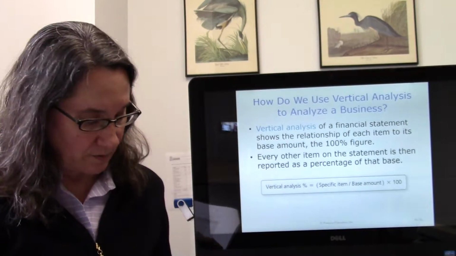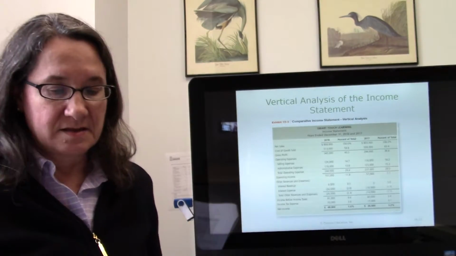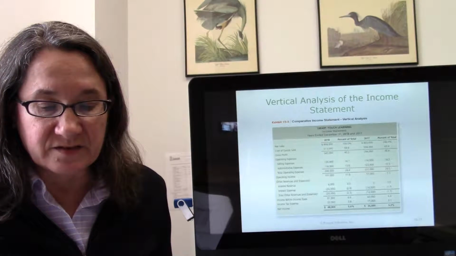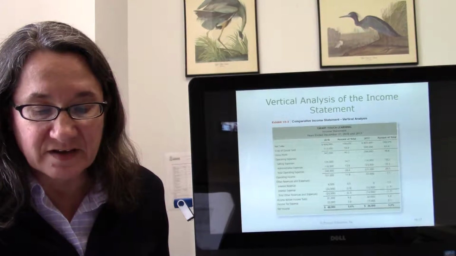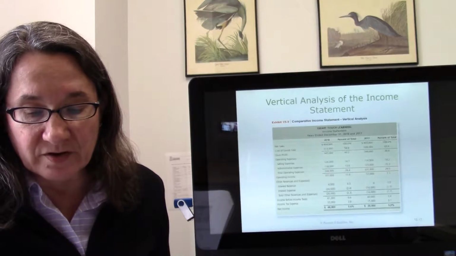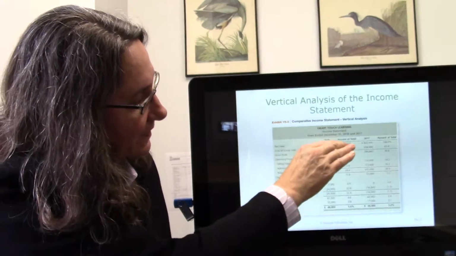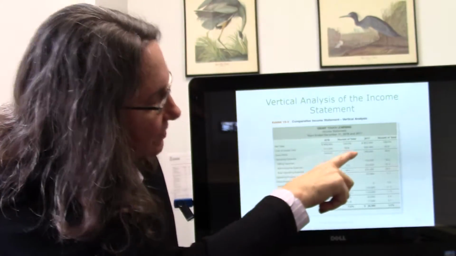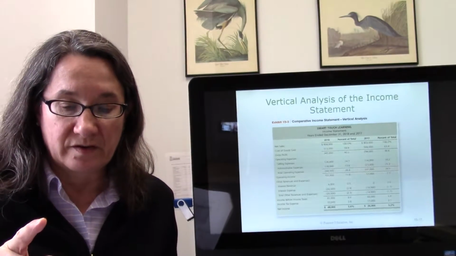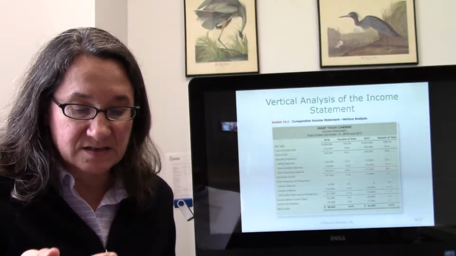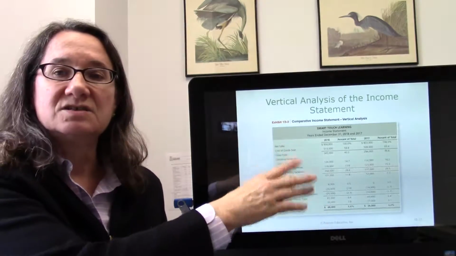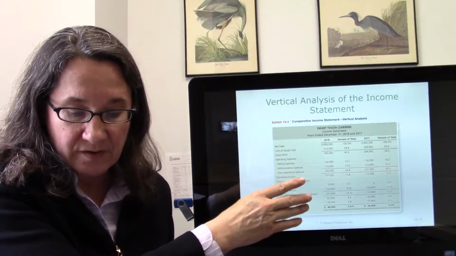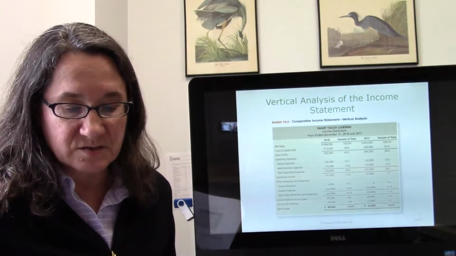All right, so let's look at an example. This is example 15.3 from the book, a comparative financial statement with a vertical analysis. So if you look up at the top, you'll see that they have sales is 100%. Then everything else is what percentage of net sales that is. So sales is 100%.